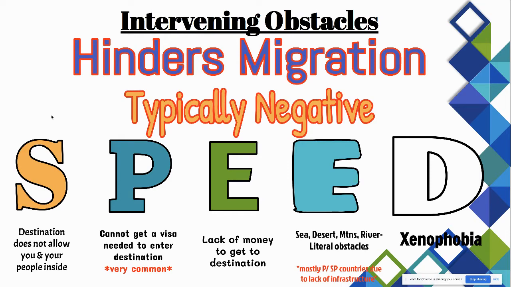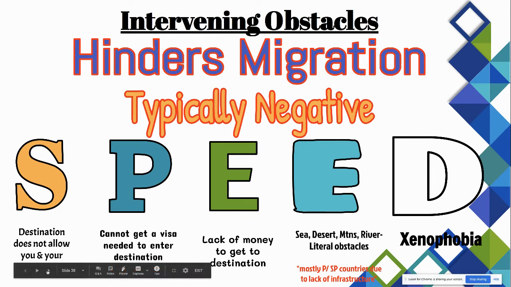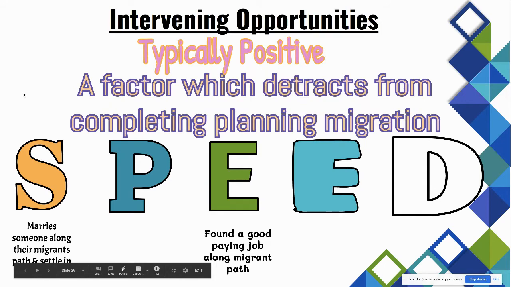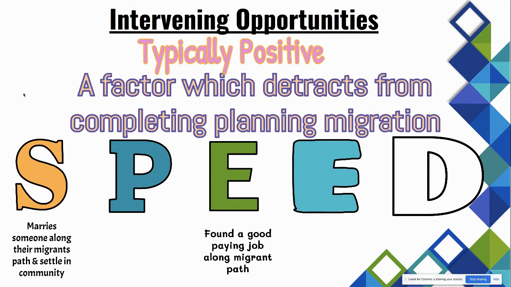All right, moving on from intervening obstacles, that's going to bring us to, let's go to the next slide, intervening opportunities. Okay, so this is opportunity. So this is something good. It's typically positive. It's a factor which detracts from completing the planned migration. Socially, maybe you're trying to get from Algeria to Germany, but you stop by in Greece and you meet a nice Greek lady, you get married and have babies. So you make a family and settle down in Greece and you never make it to Germany. So that's an intervening opportunity.